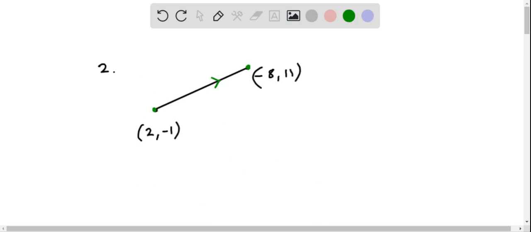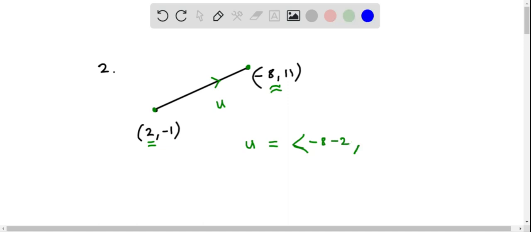Let's answer question 2. So here we are given the initial and terminal point of a vector. The initial point is (2, negative 1), and the terminal point is (negative 8, 11). So let's say this vector is u. We find this u vector, and this equals, we write down in component form as, we first take the x component of the terminal point and then subtract the x component of the initial point. So it is negative 8 minus 2.